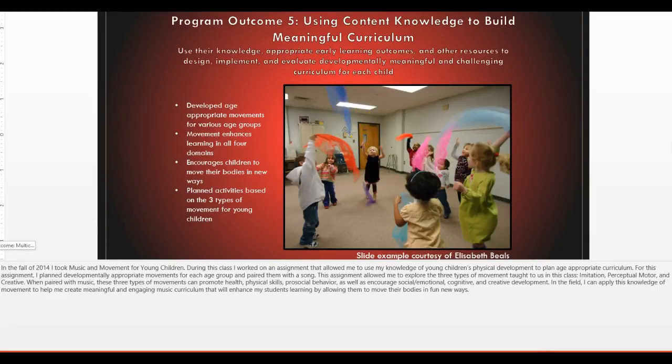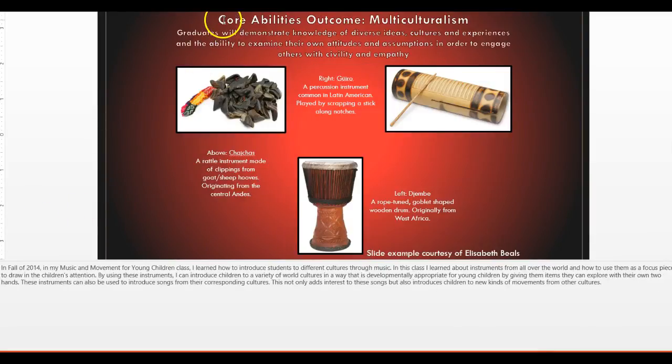Let's look at one more, and this one's from music again. So the core abilities outcome was multiculturalism for this class. And here's the description. And then here are 3 different instruments that we can assume were used in that class.